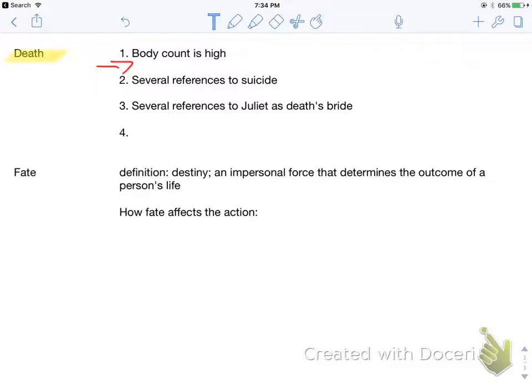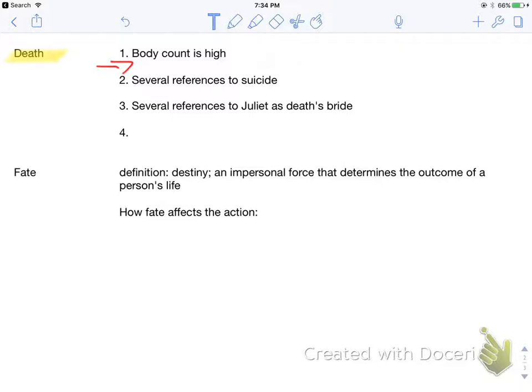Okay, number three, there are several references to Juliet as Death's bride. Juliet is going to marry Death. Juliet is going to sleep with Death. Death might be somebody's heir, meaning that they're the person who's going to get all of their money. So pay attention to those times when Juliet is being referred to as being married to Death. And then just put the number 4 down there. We're not going to fill that out until after you finish reading the play, but there is one more thing that I want to talk about as far as proving that death might be a theme, one way that you bump up against it in the play.